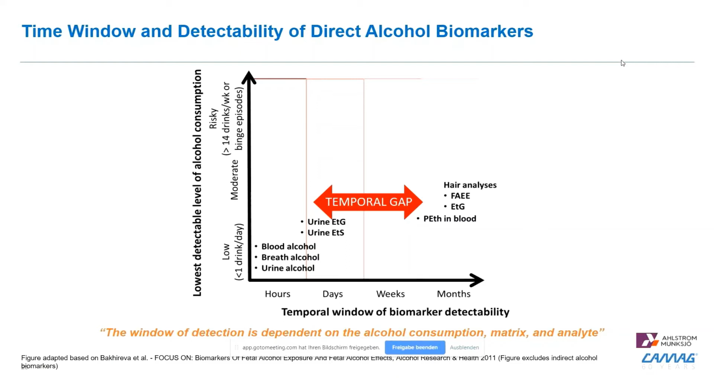And this is where phosphatidylethanol comes into play, as it is detectable for several weeks already at low to moderate levels of alcohol being consumed. For longer time windows, hair analysis such as fatty acid ethyl esters or EtG can be used. However, hair analysis has the problem that the hair has to grow out of the head first, so the last 2 weeks right before the sampling are usually not covered by hair analysis.